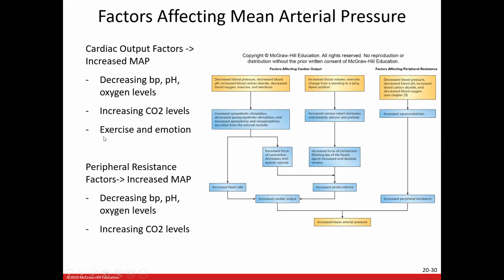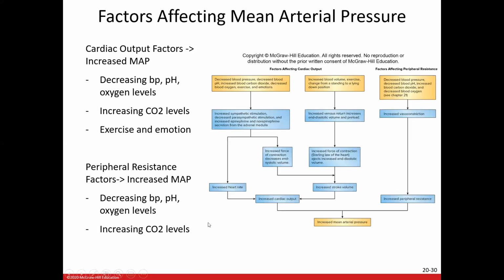Additionally, any sort of physical stress in the body with exercise, or any sort of emotional stress in the body with intense emotions like grief or anxiety, that can potentially increase cardiac output as well, which will ultimately increase mean arterial pressure. For peripheral resistance, if we increase that, that also leads to increases in mean arterial pressure. Again, if we decrease blood pressure, pH, or oxygen levels, that will lead to an increase in mean arterial pressure. Also, if we increase our CO2 levels, that will lead to an increase in mean arterial pressure.